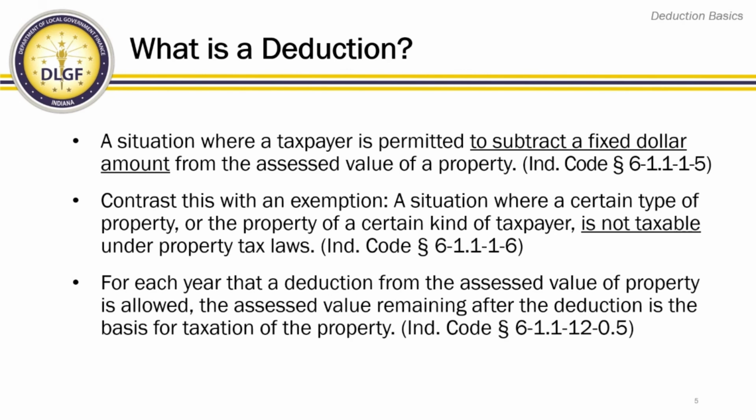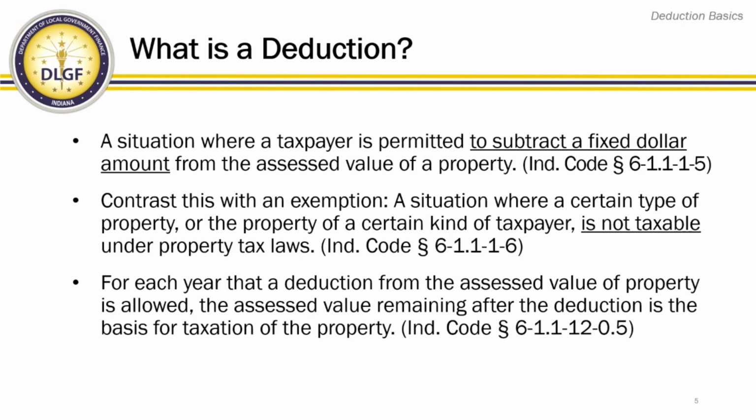And this is in contrast to a property tax exemption. That's a situation where a type of property or use of property or ownership in some situations have been determined to not be subject to property taxation. So one is a reduction in the overall amount of value that will be applied to a tax rate, and the other one is the determination that it's just not taxable.